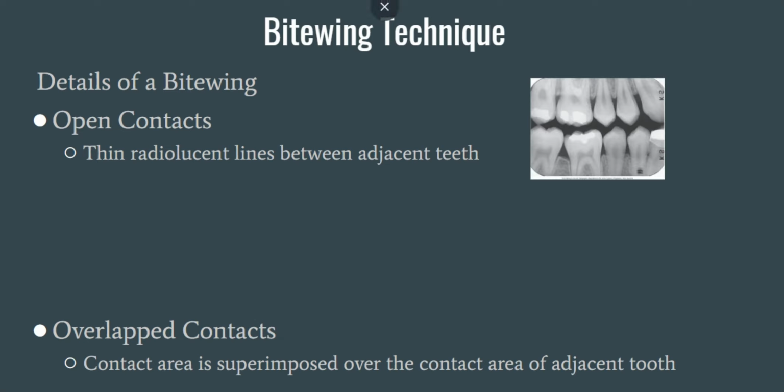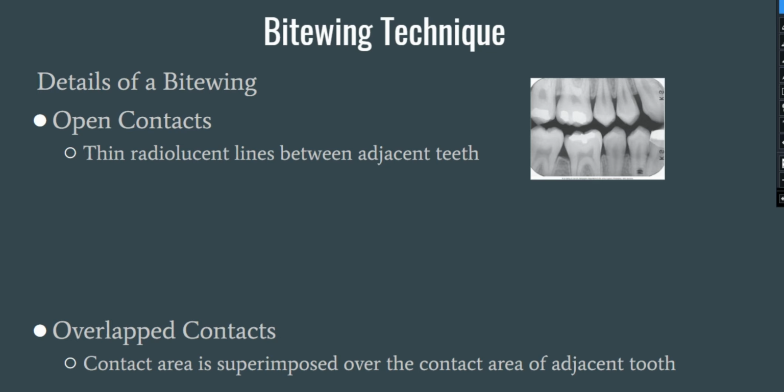And here is an open contact. And you can see here this radiolucent line or this radiolucent space. Here's a little bit larger one. But all of these areas where you can see these radiolucencies, these are considered open contacts. And that is actually ideal for any radiograph, to have those open contacts.